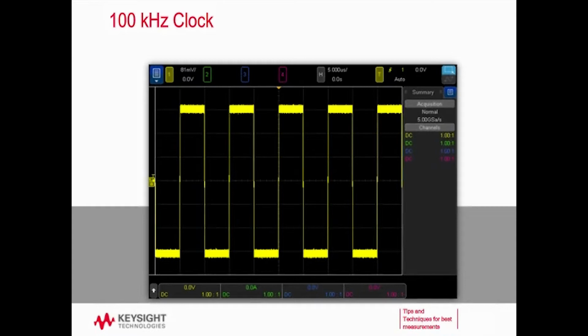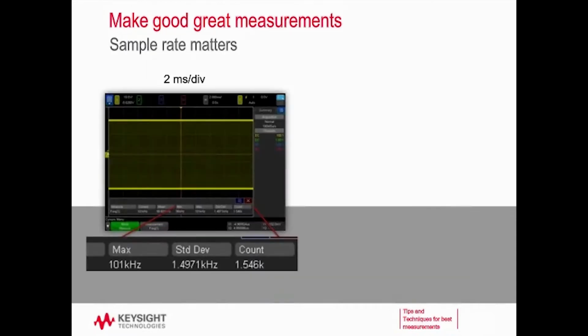But what we do want to do is go in and measure and validate that this signal is actually performing the way I expect it to. So visually this looks okay. Let's start by making some measurements on this and validate this clock chip in our system.